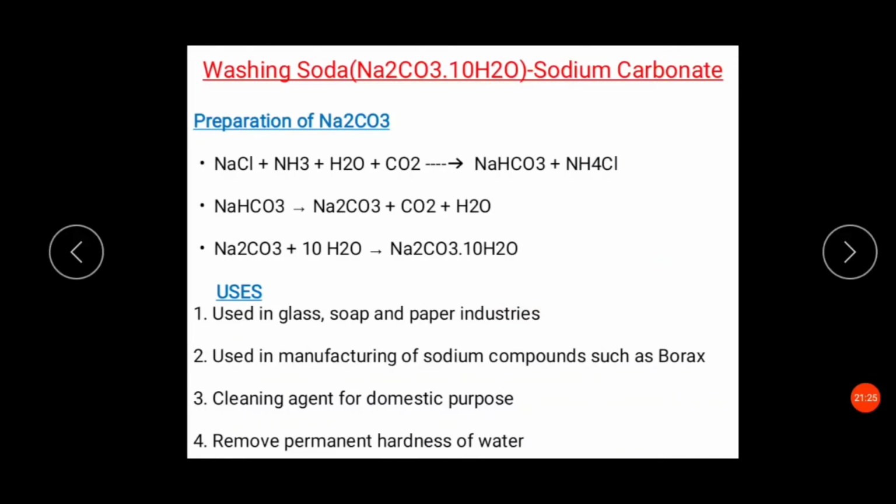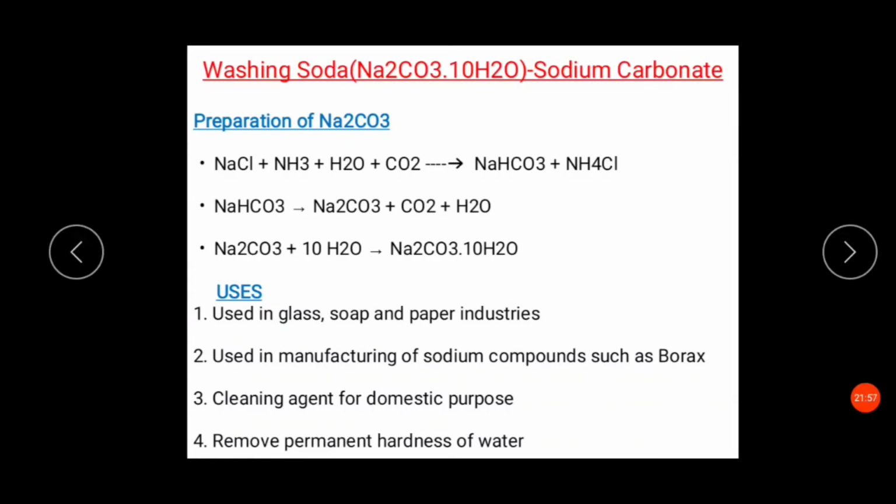What is happening? Ammonia and carbon dioxide are combining in the NaCl, okay, and NaHCO3 plus ammonium chloride is formed. When this NaHCO3 is heated, it forms sodium carbonate, carbon dioxide and water. This sodium carbonate combines with 10 water molecules and forms washing soda. Very simple. Where is it used?